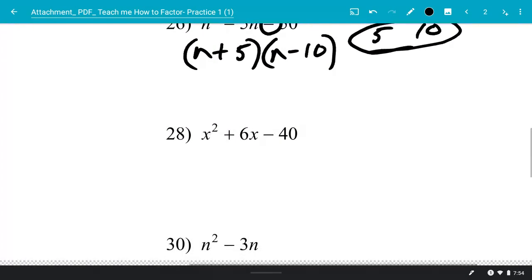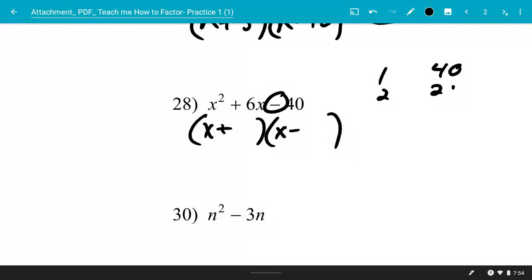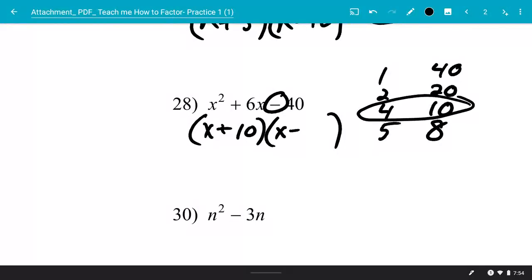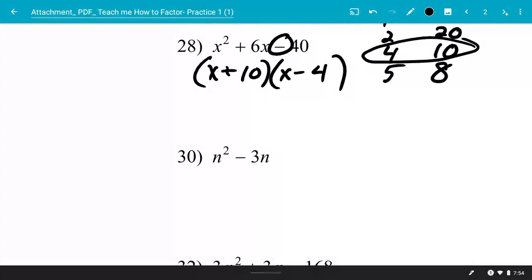28. No greatest common factor. No GCF. Just said that. No leading coefficient, so splitting signs. X and X. Signs are opposite. Factors of 40. 1 and 40. 2 and 20. 4 and 10. 5 and 8. Which of those come together with opposite signs to get me a 6? Larger number gets the sign from the middle. Booyah.